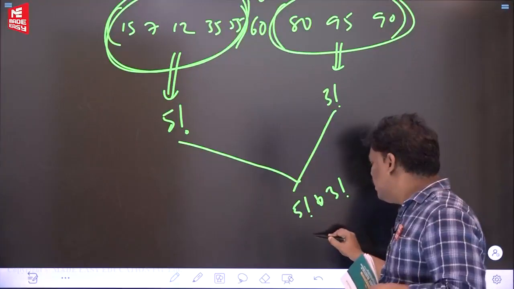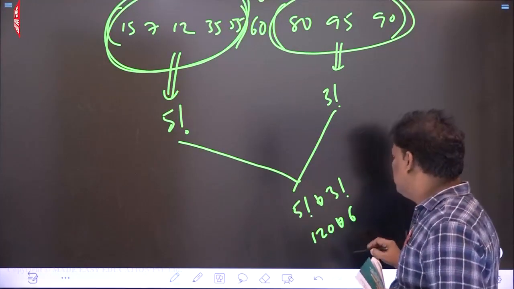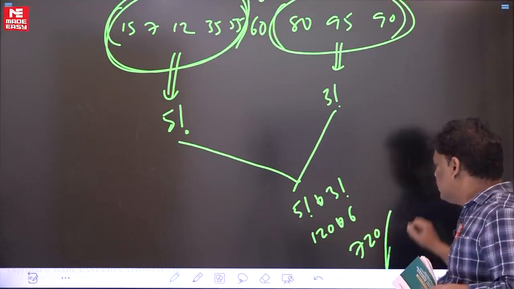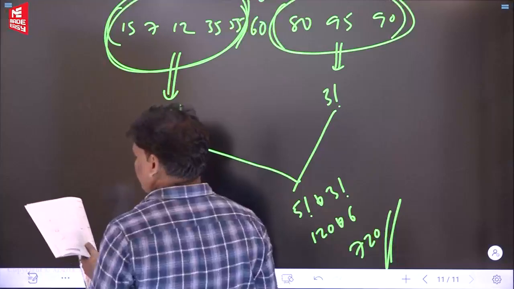What is 5 factorial? I think 120. What is 3 factorial? 6. Which finally gives 720. The answer for question number 16 is going to be 720.